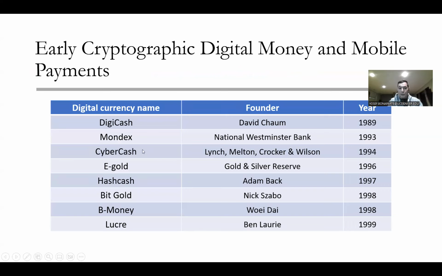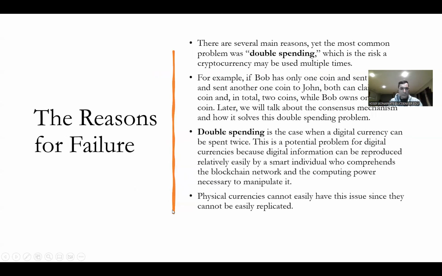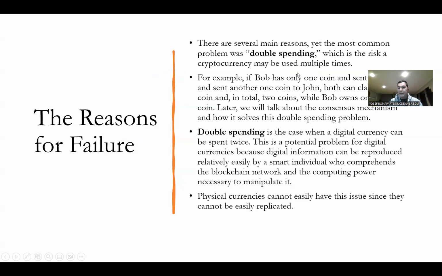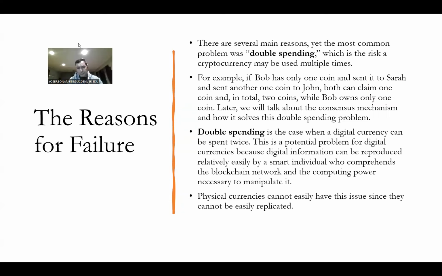So here's a summary of the history of crypto: DigiCash, Mondex, CyberCash, and NetZero. Some people think NetZero is Satoshi Nakamoto also, BitGold and others. The reason for the failure of these currencies, as I said, is double spending. Double spending, I talked about it a few minutes ago. Double spending means the following.